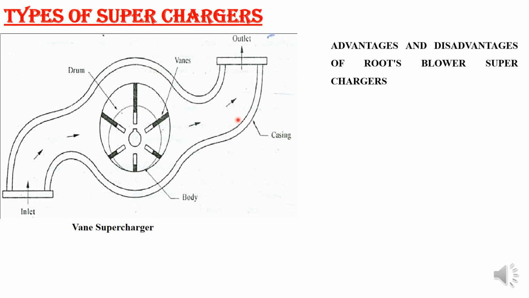Due to the vanes, the flow is pulsating and noisy. Speed is limited because of the radial motion of the vanes. So nowadays, these types of vane superchargers are obsolete. Most of the superchargers we find in the market are centrifugal type superchargers. Positive displacement types are not at all suitable for high speed application. Okay.